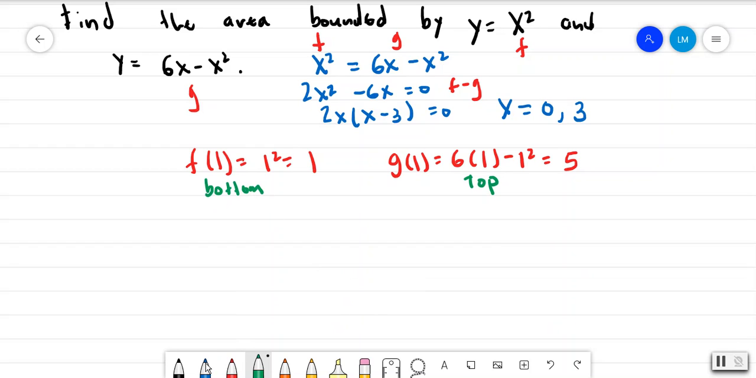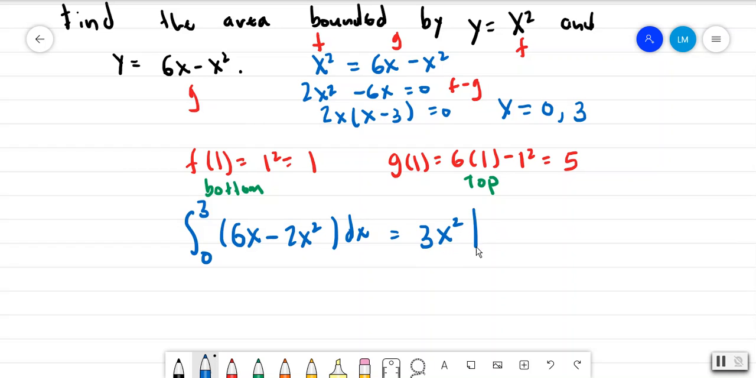So what that means is that basically you would just switch these around also. So that would be the integral from 0 to 3 of 6x minus 2x squared. So don't get rid of that 2. Okay, so this is dx, and then we have that this will be 3x squared from 0 to 3 minus x cubed from 0 to 3.